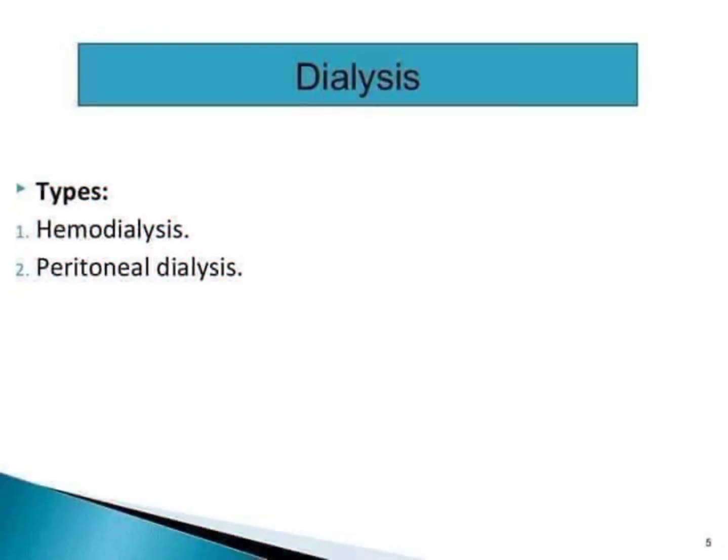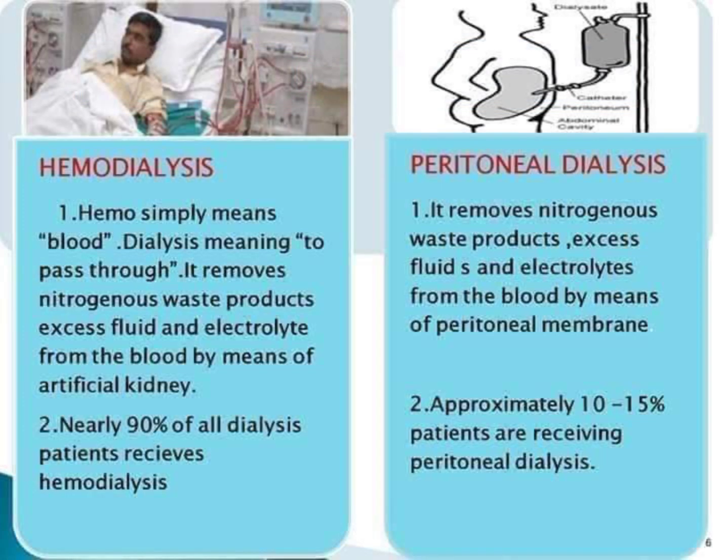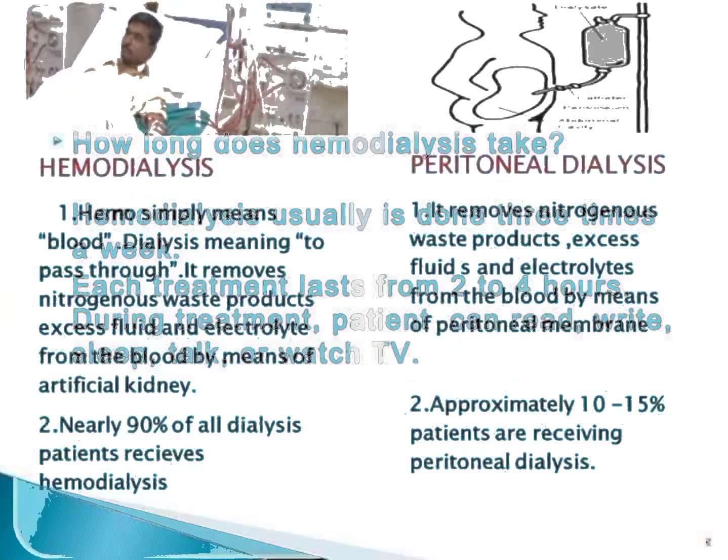Now, the next is the dialysis types. There are two types: hemodialysis and peritoneal dialysis. Hemodialysis: hemo means blood, dialysis means pass through. It removes nitrogenous waste products, excess fluid, and electrolytes from the blood by means of an artificial kidney. Then comes peritoneal dialysis. It removes nitrogenous waste products, excess fluid, and electrolytes from the blood by means of the peritoneal membrane.